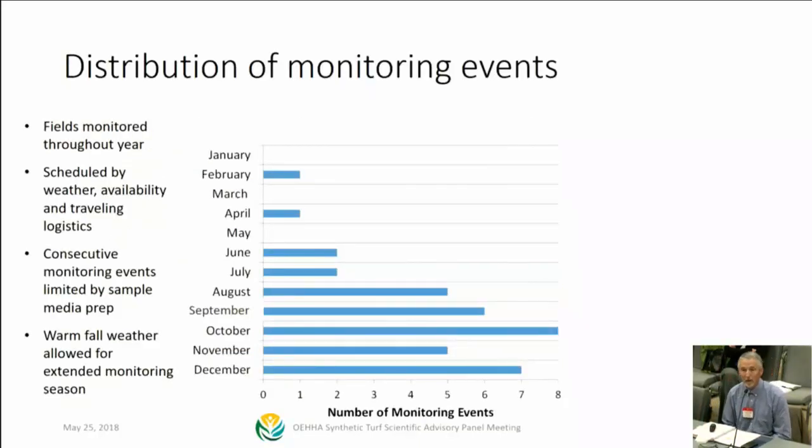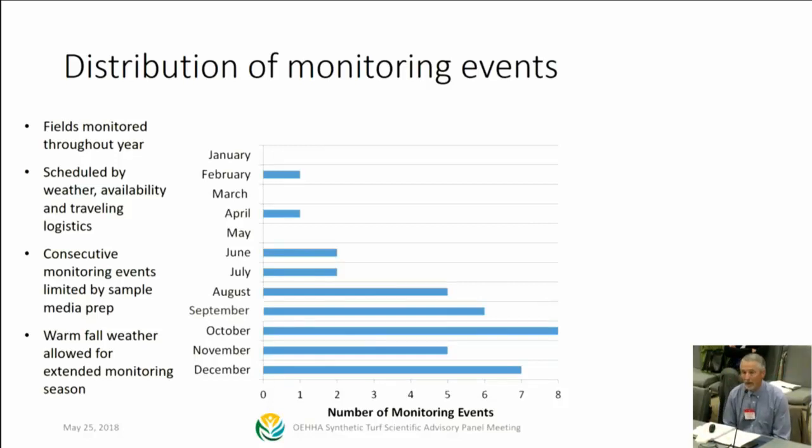So I'll finish with that. Starting with the distribution of monitoring events, the first two bars on the top are from our pilot study, prior to the last meeting that we had. And then we jumped out and started doing the study in the field. The monitoring events are shown on the axis; in October we had the most sampling events, 8. So that's how you read the chart. There was 1 in February, 1 in April.